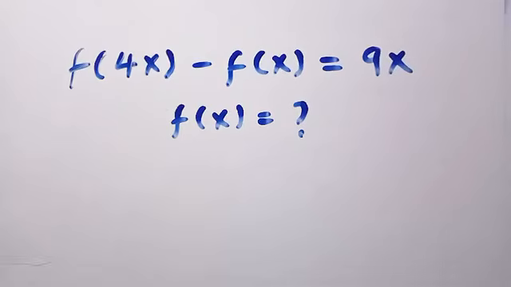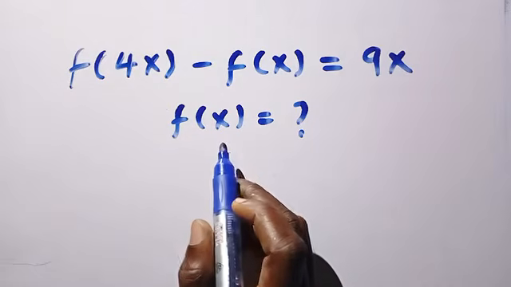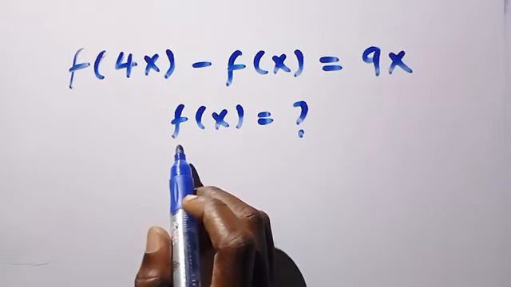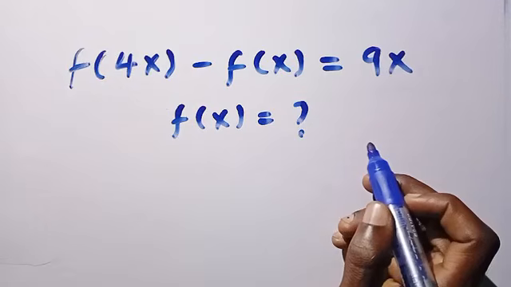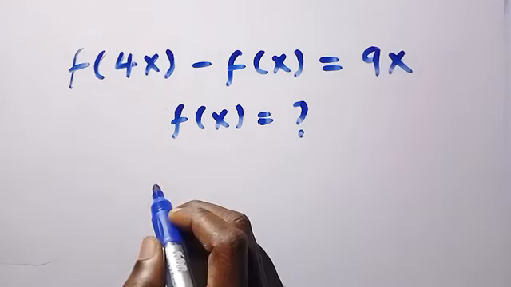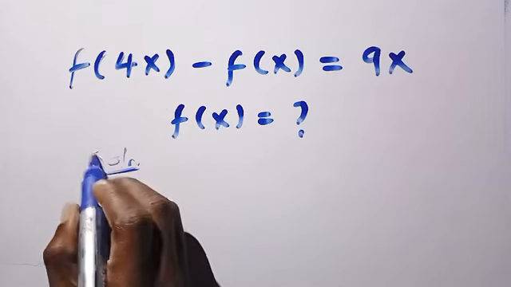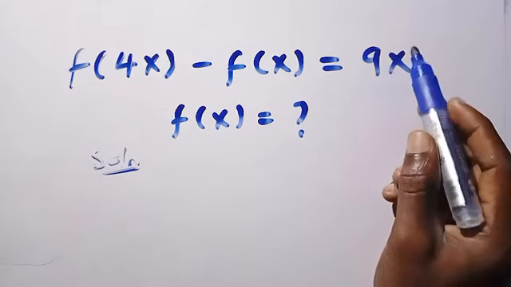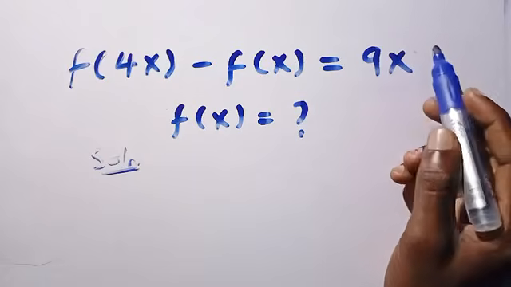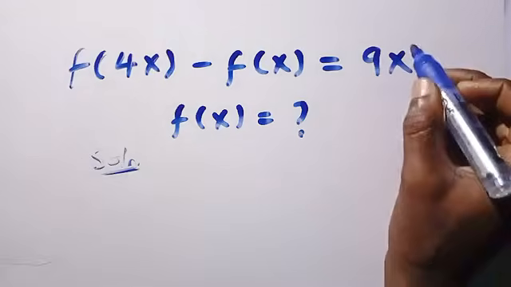We have an interesting functional equation of which we are going to find the general form of f of x, if we are given f of 4x minus f of x equals 9x. Let's see the general form of this. When we consider the solution from here, we are going to consider this side. Here we have 9x. The power of this is 1, which shows that it is a linear polynomial.